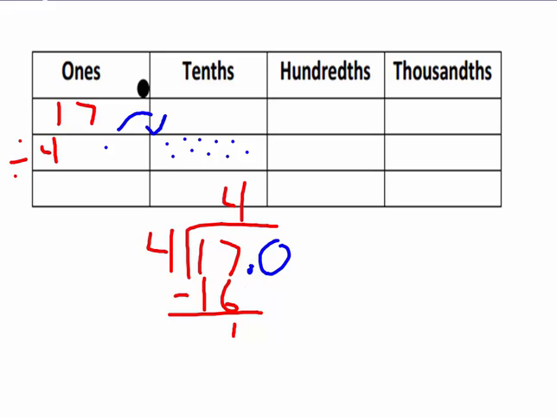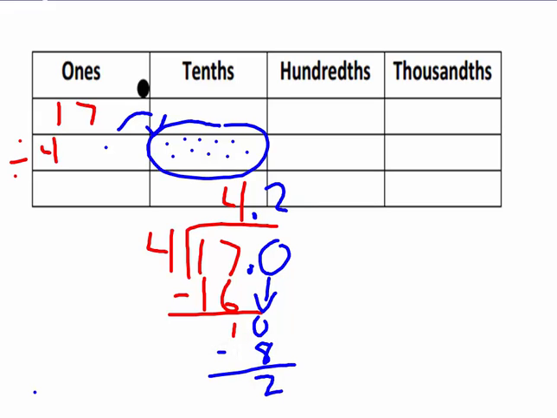When I have a decimal inside, I just bring that decimal right up top also. So now I have 4, and I can bring that down. So now I have those 10 tenths. 4 goes into 10 2 times. Multiply, subtract, 2. I now have 2 tenths. What do I do? It's the same thing I did before. I need to exchange them.